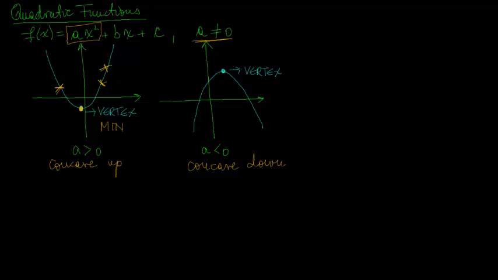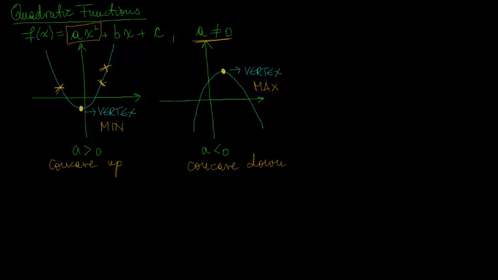On the other hand, for the concave down graph, the vertex is going to be a point of absolute maximum, meaning it is a point that has the highest y coordinate of all the points on the graph.